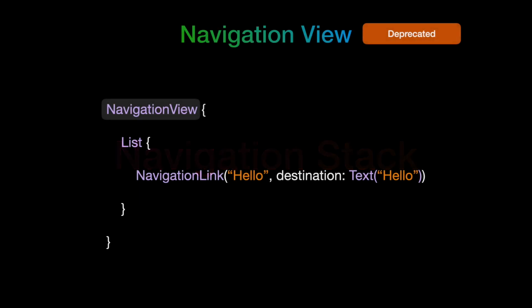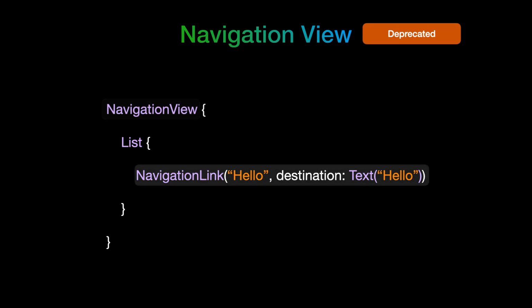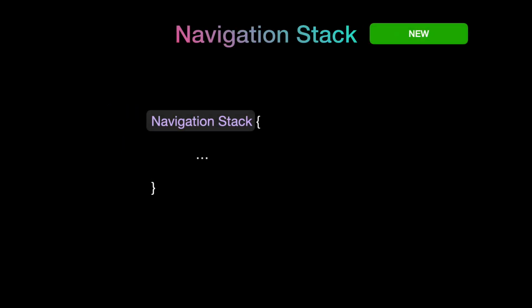First, let's take a look at the older method. Navigation view wrapper provides a way to create a link to move from one view to another. We use navigation link view which takes a description and destination as a parameter. But unfortunately, Apple has deprecated the navigation view in iOS 16. So if you have adopted this API, it's time to switch to the new Navigation Stack API. Now let's take a look at Navigation Stack API.